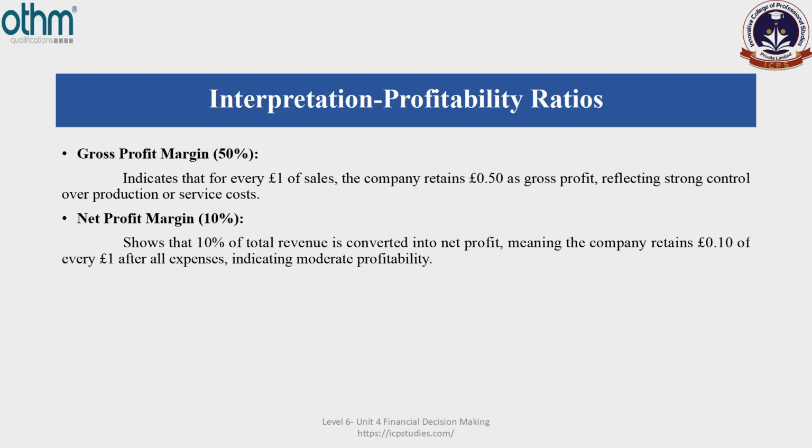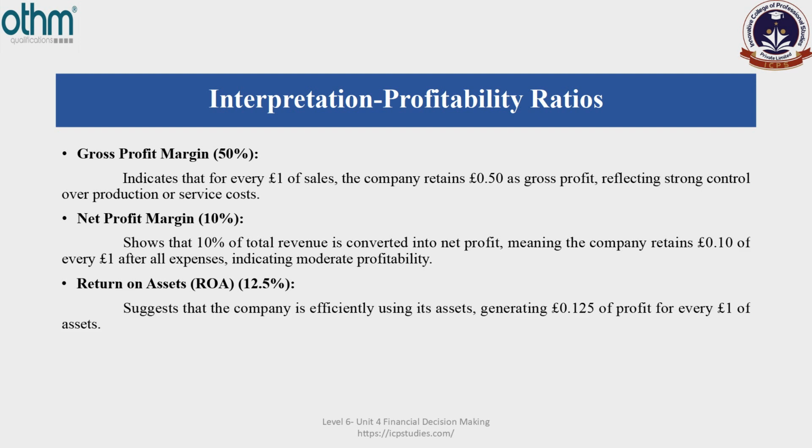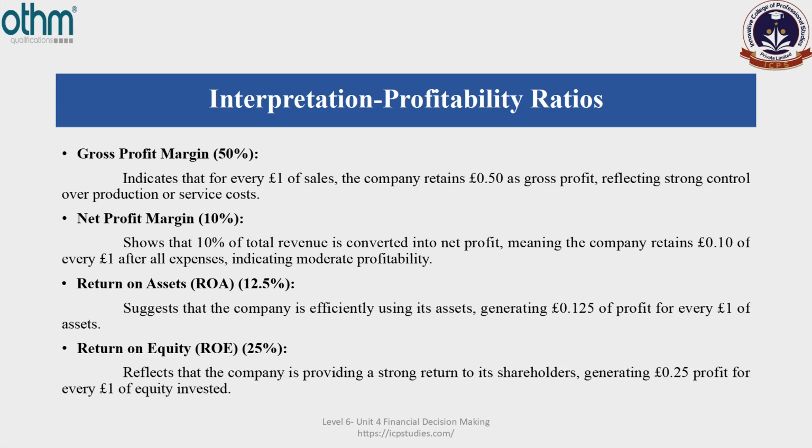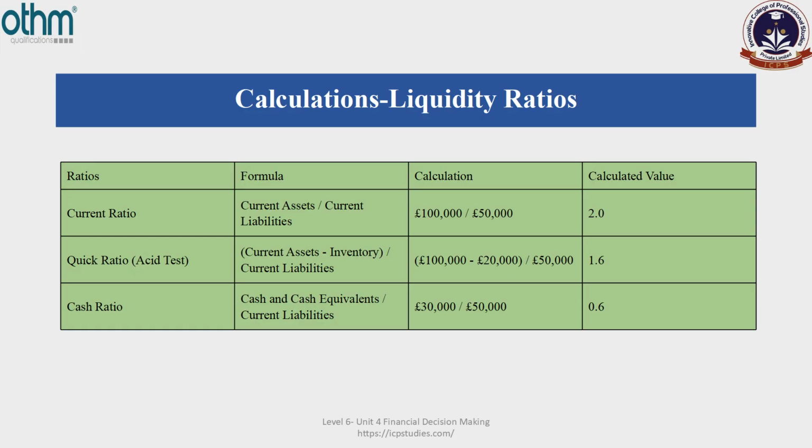Our net profit margin was 10%, which shows that 10% of total revenue is converted into net profit, which means the company retains $0.10 or pound of every $1 or pound after all the expenses, which indicates moderate profitability. If we talk about ROA, that is 12.5%, which suggests that the company is efficiently using its assets. If we talk about ROE, return on equity, it is 25%, which reflects that the company is providing a strong return to its shareholders. Now we have the calculation of liquidity ratio.